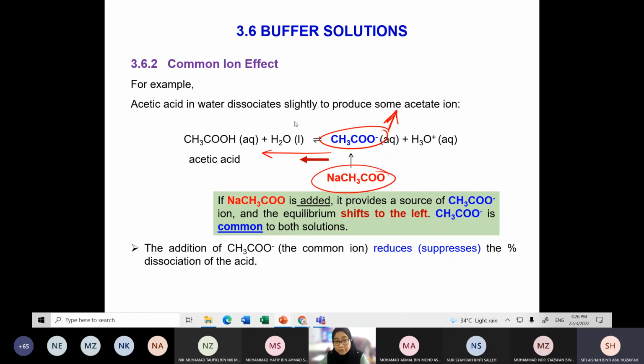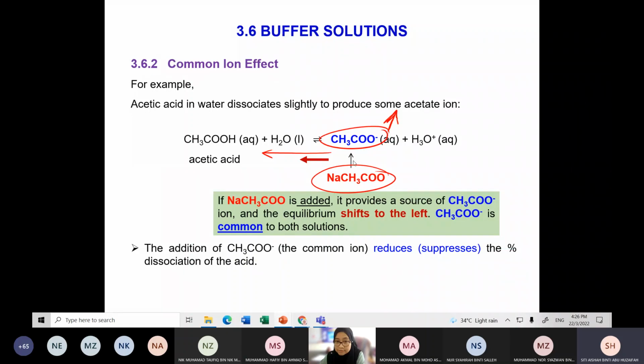to the right. Kalau dia to the right, dia menggalakkan the dissociation of the acid, but this one they shift to the left. So that is what it meant by reduces ataupun suppresses the percentage dissociation of the acid.